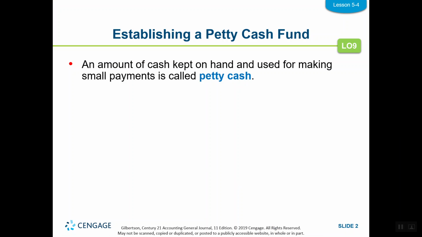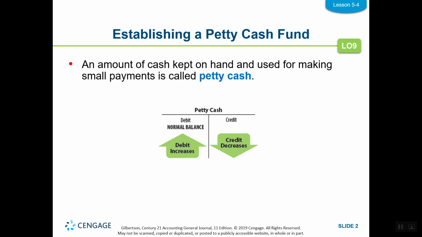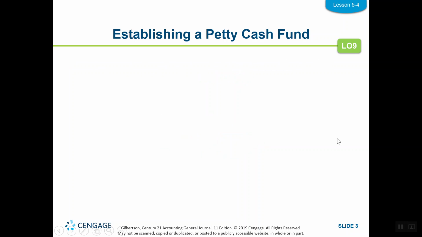So these are things like maybe we buy a stamp. We're not going to write a check for that. So we're going to take a little bit of cash out of this petty cash fund and use that to pay for it. Petty cash is an asset account, so we have a normal balance of debit. Our increased side is debit, our decreased side is credit.